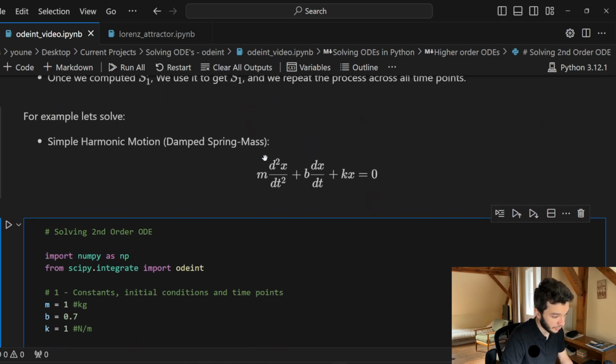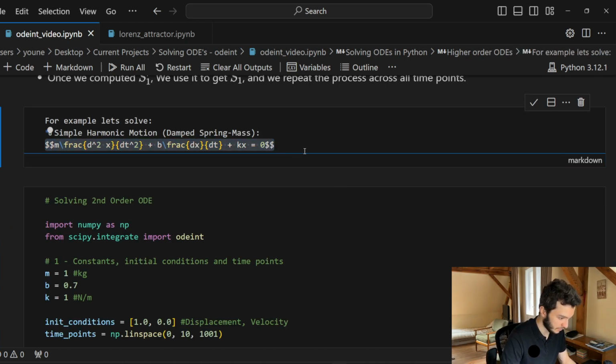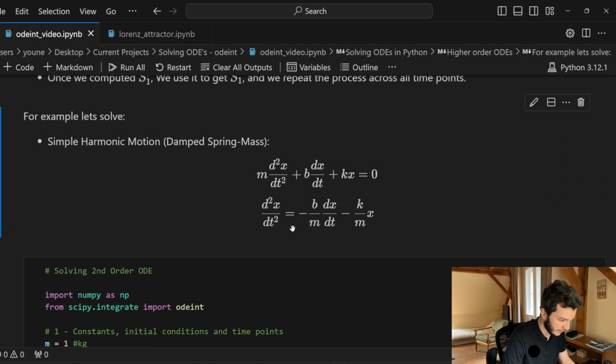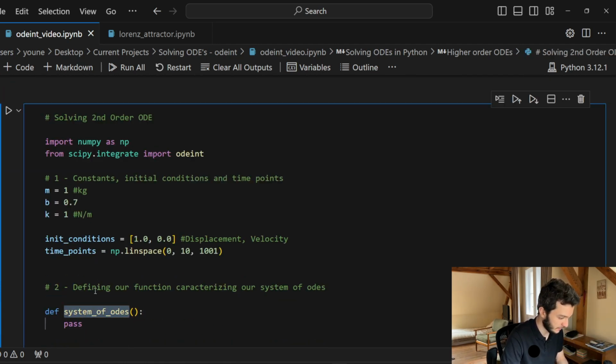Now remember, we have to frame our problem in a way that we have to make the higher order term in one side of the equation and all the rest of the terms in the other side of the equation. So let me actually change this. So it'll be like this, where we have the second derivative is equal to minus b over m times dx over dt minus k over m times x. So I just brought these two elements in the other side and then divided by m. So this here will be passed to our function that computes the derivative. Remember, it is this function right here, system of ODEs.